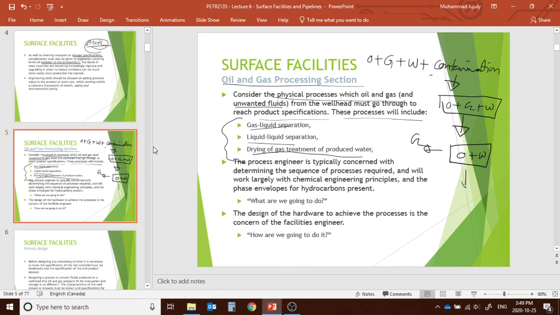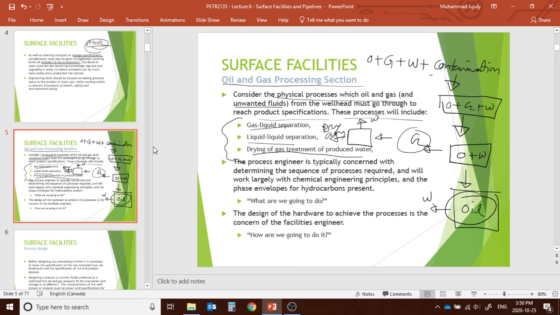But this gas also contains a portion of water, so we have to take it to the dryer, and the excess vapor will go out and we get a dry gas. And here the oil and water, we take to another separator, then we remove the water and only get the oil. So this is how we do the separation. This is the separation process.